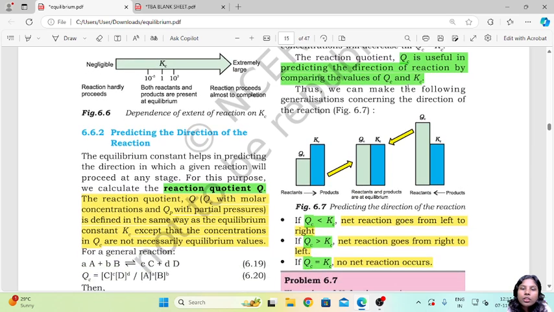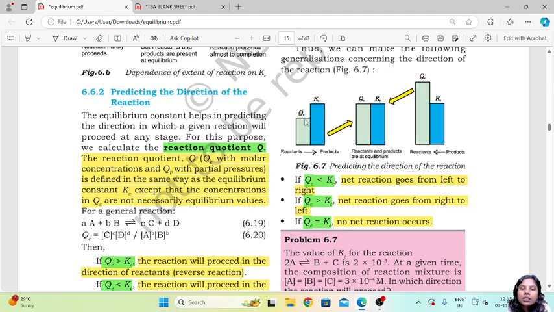So thus we make the following generalizations concerning the direction of the reaction. If you see here, these are the reactants and the products. If Qc is less than Kc, then the reaction will go in the forward direction, that is, more and more products are going to be formed. So this is the forward direction.